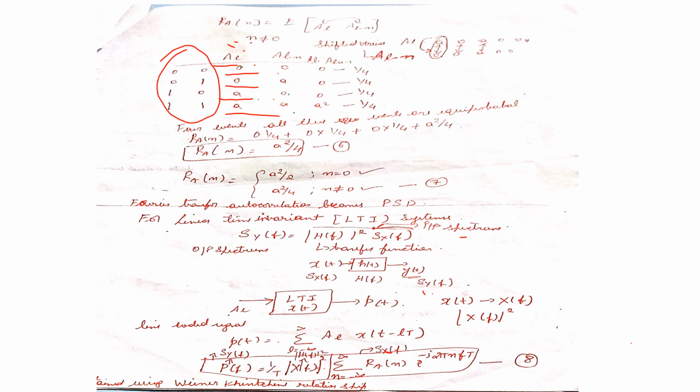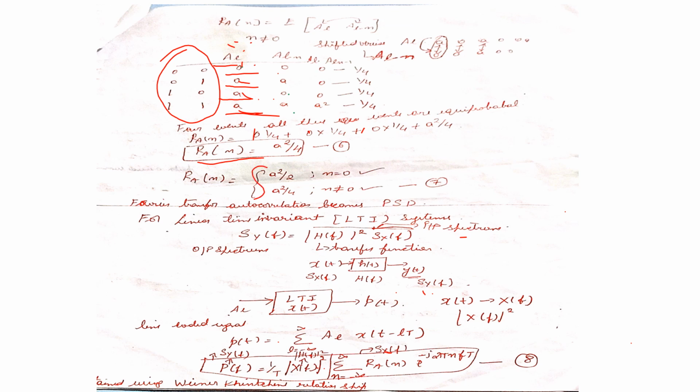Next, the probability for each sequence is 1 by 4. Now after substituting, 0 into 0 is 0, 0 into A is 0, and A into 0 is 0. So only the fourth term is left, which is A square divided by 4. So what is the autocorrelation for n not equal to 0? It is A square divided by 4.